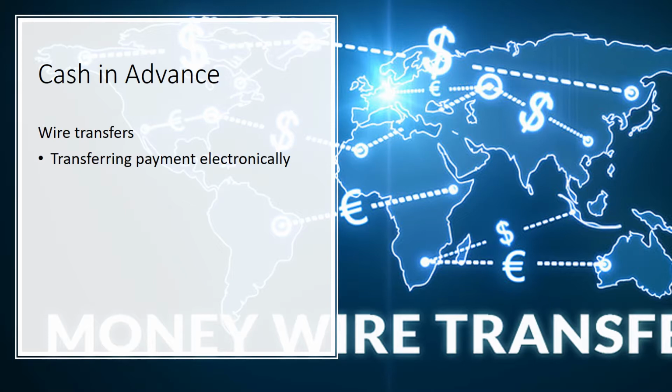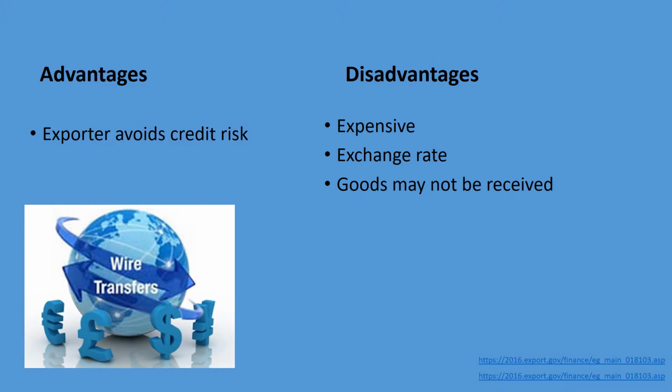Cash in advance can also present issues. This can come in many forms, but the most common form are wire transfers, which is the transfer of payments electronically. An advantage of this is that the exporter doesn't have to worry about credit because payment is made in advance. The disadvantages are that it is expensive because banks charge extra fees for international transfers. It can also create confusion for the exchange rate. Importers may also worry about giving payment before they actually receive goods.